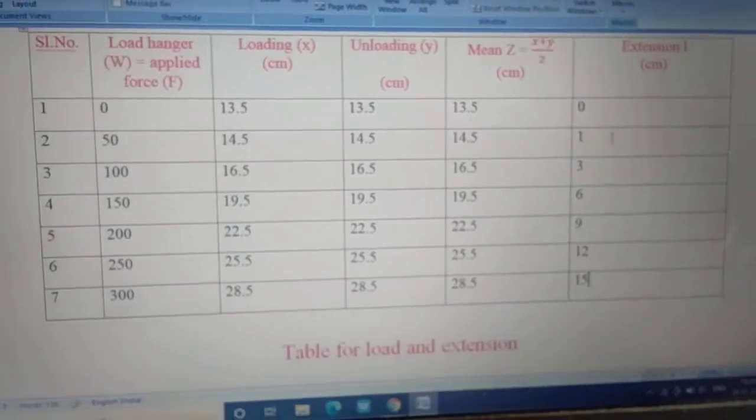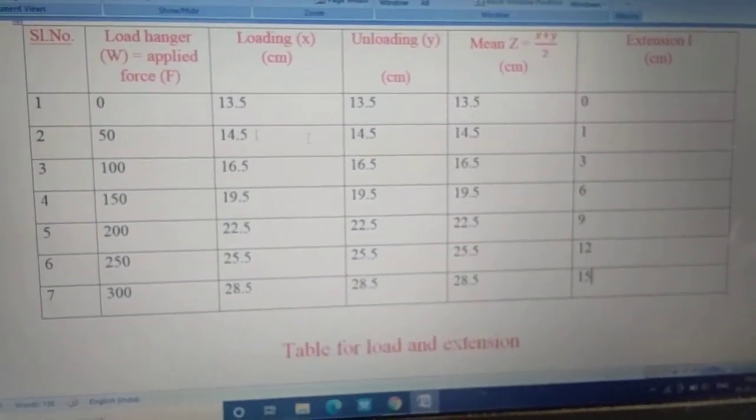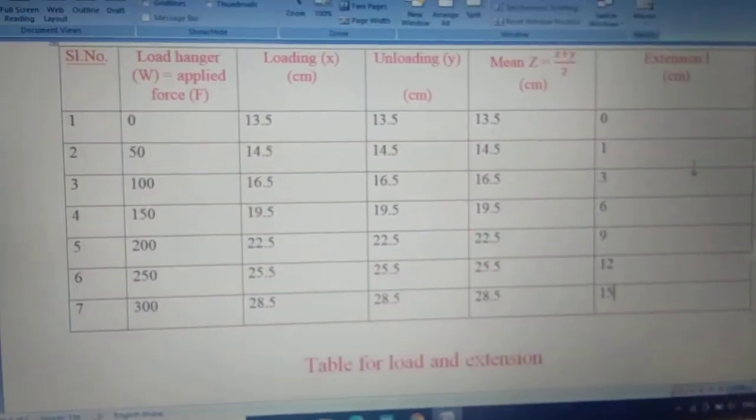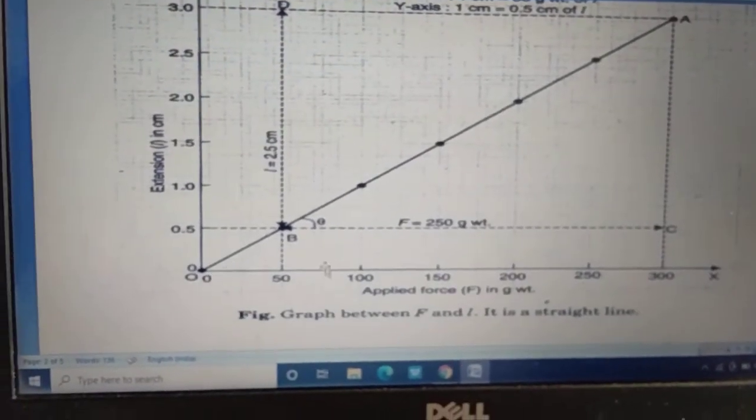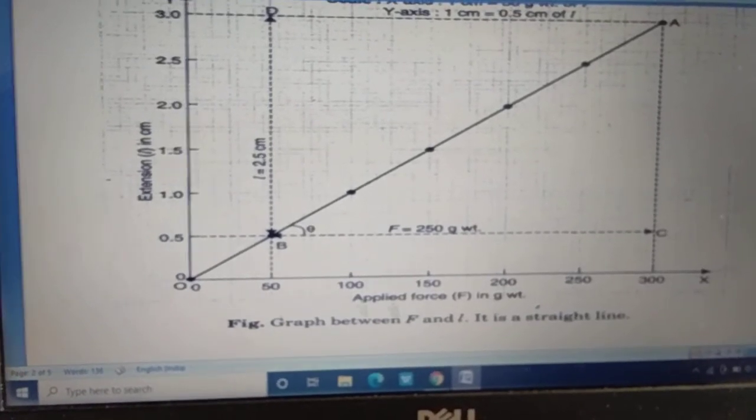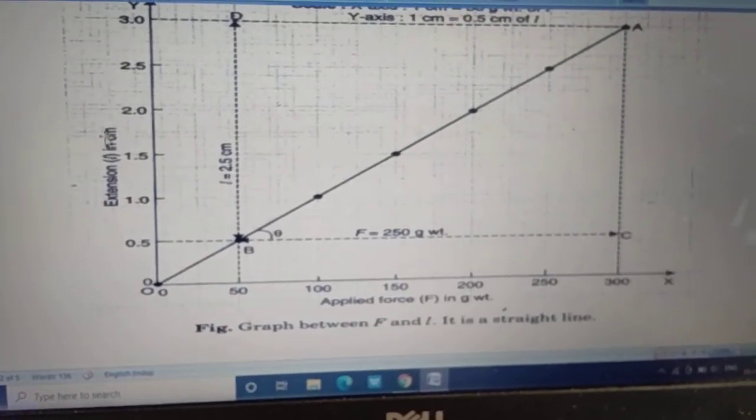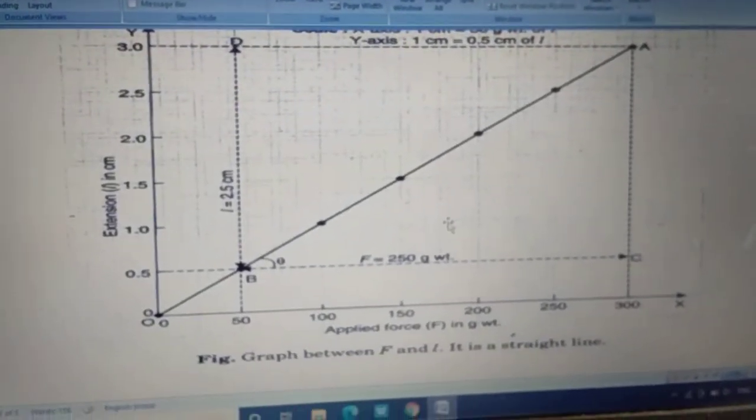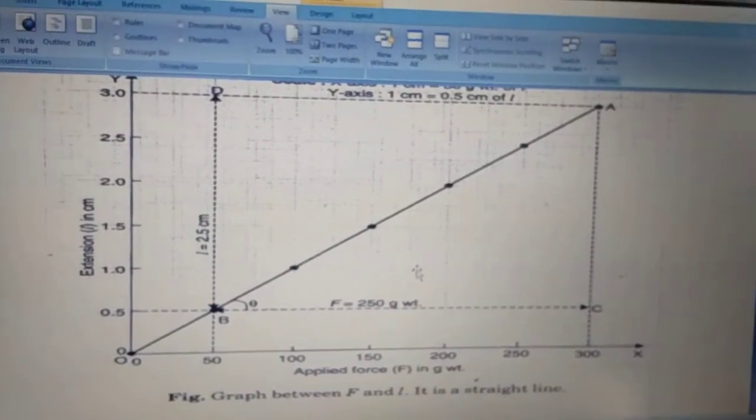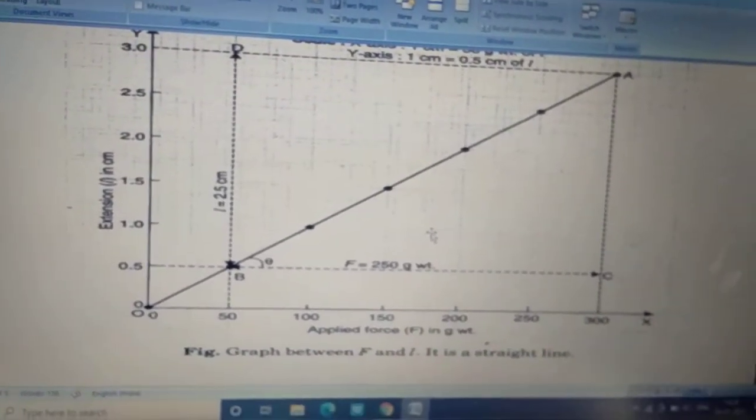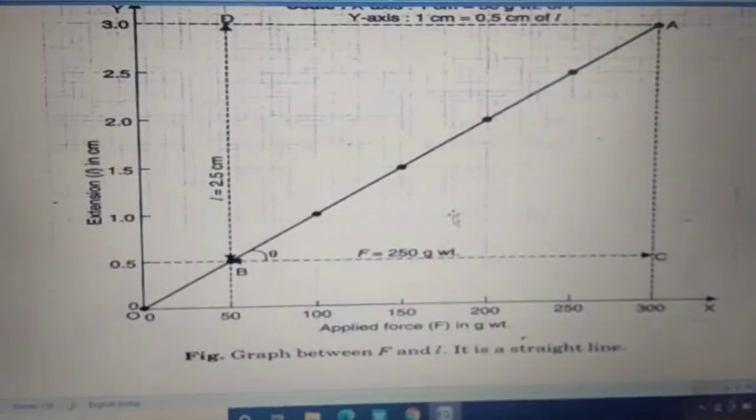Now, draw the graph between what and what? The load and the extension. So please see the graph. We have drawn the load and extension graph. So here is the load. Load is nothing but a force, plotted against the extension. The sample graph is given, but the actual graph is like this.